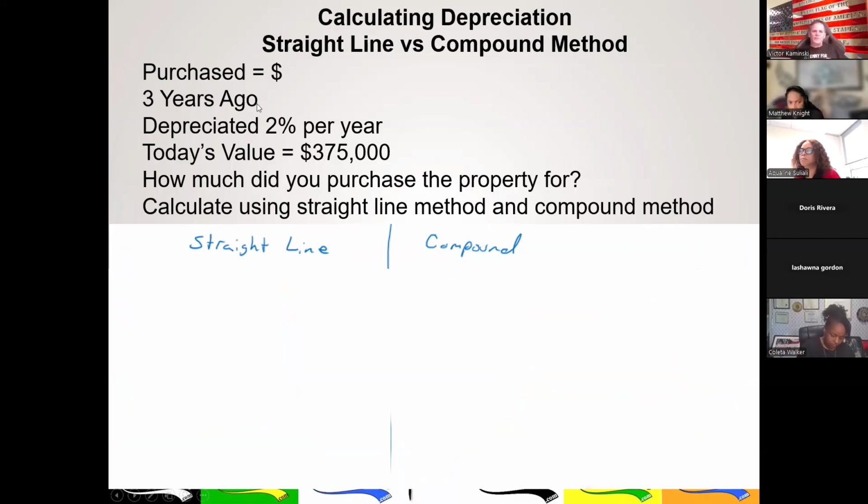You purchased a property 3 years ago, depreciated 2% per year. Today's value is $375,000. How much did you buy the property for? First do the straight line method and then do the compound method. So do the straight line method first, then we'll see if you got it right. So go. Do it all on your own without any instructions now. See if you're paying attention.